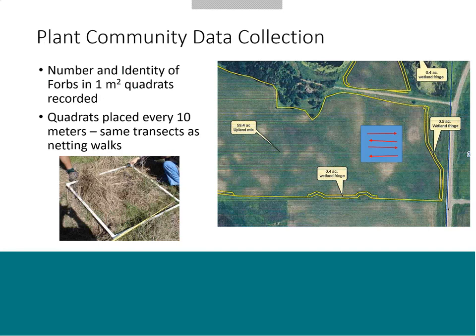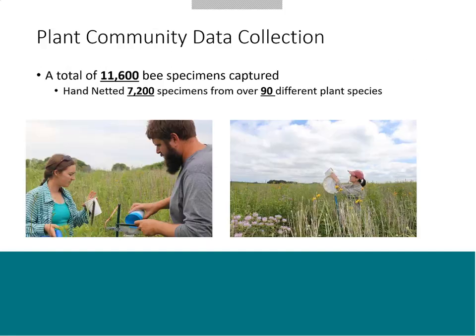So we'd place a quadrat every 10 meters, and we'd count the number of blooms of each species within there. So we looked at abundance and richness within each quadrat. We had 6 transects total, and so that equals about 60 meter quadrats. We got a good amount of plant data from these too.